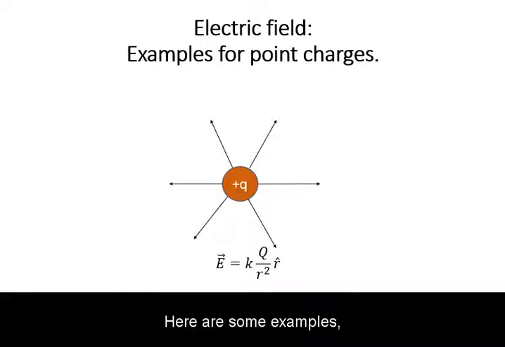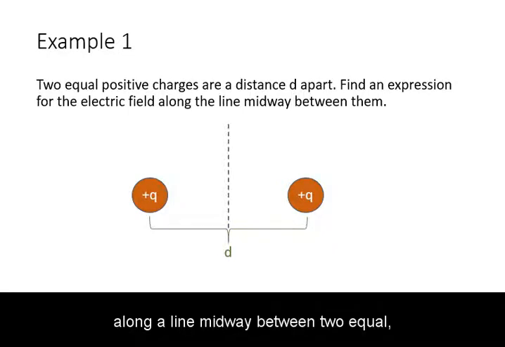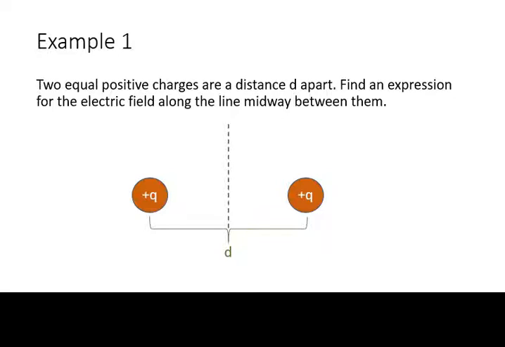Here are some examples on how to derive expressions for the electric field around point charges. The first example wants you to find the electric field along a line midway between two equal positive charges.